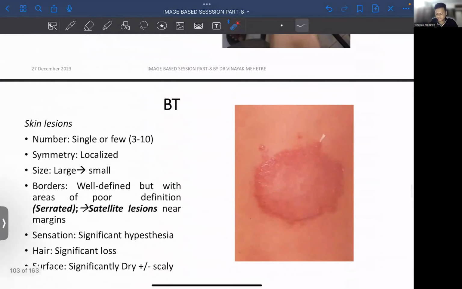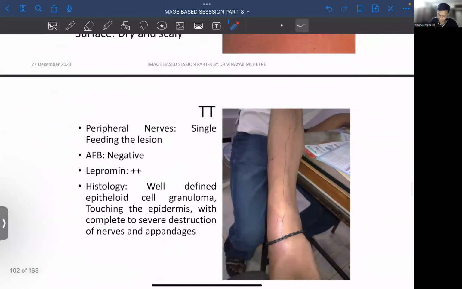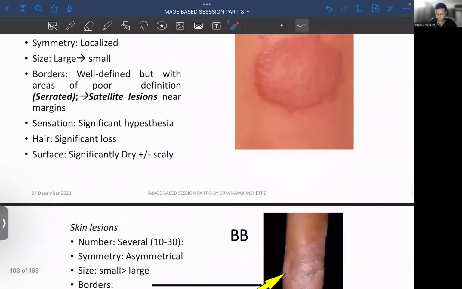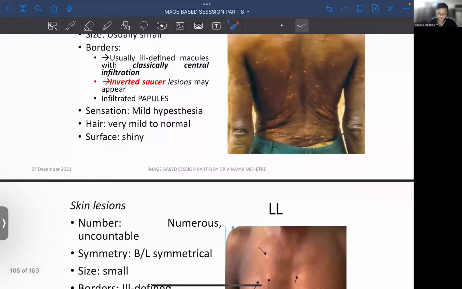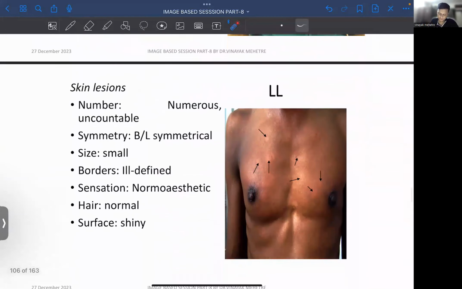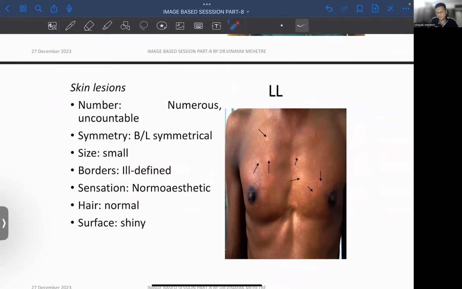बीटी में क्या था? अ लीजन विथ सैटेलाइट्स. ओके, ओवर हियर a depressed lesion with nerve thickening. Okay, then we come to LL. LL में क्या होगा? There will be multiple hypopigmented patches without loss of sensation.